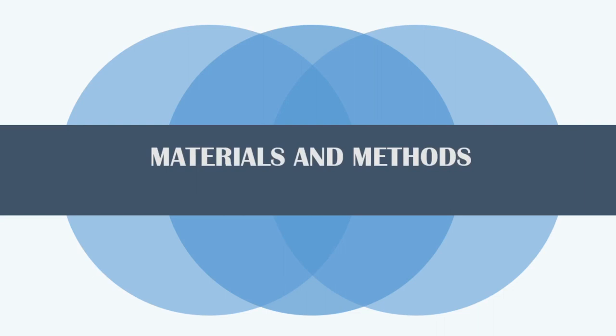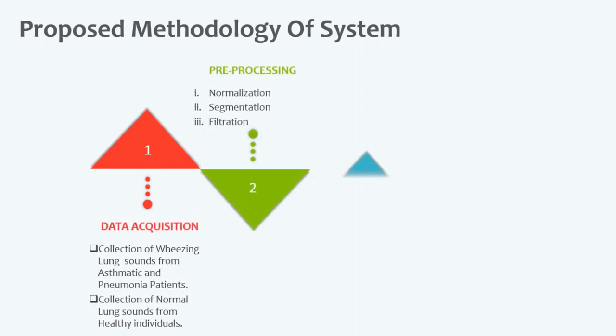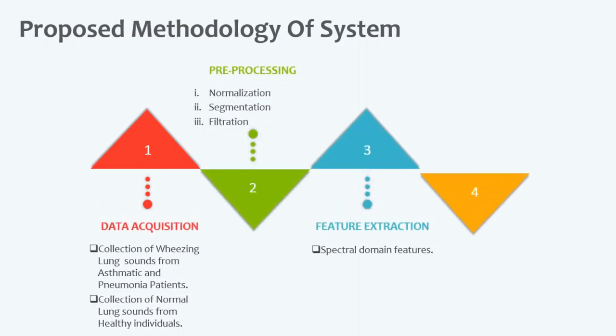Materials and methods. Now let's discuss the method used for this research work. Here, I am going to give the overview of the proposed methodology of this system, which includes four main steps. Later, we will discuss each step in detail.